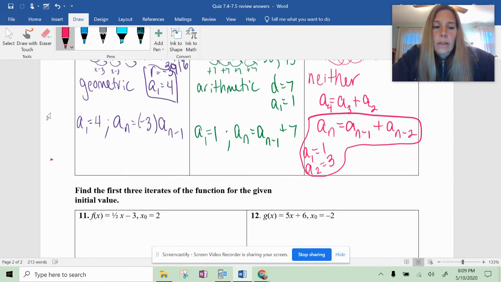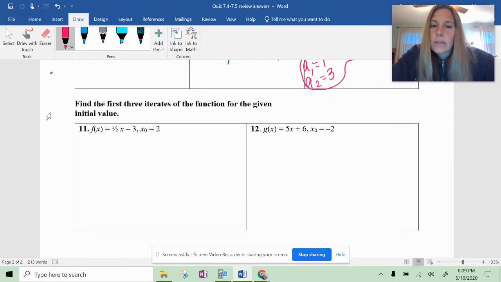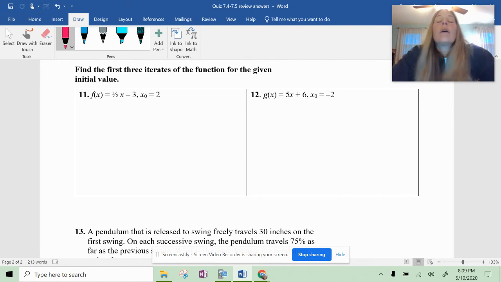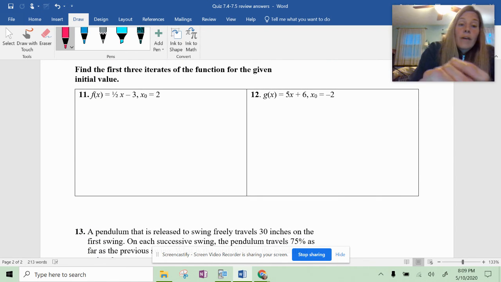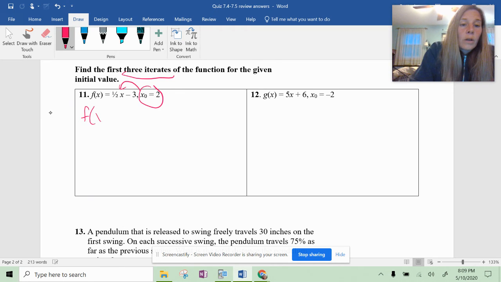Okay, and then finally, let's go over the iterations. This is just when we're basically plugging in and working off of that number that they're giving us, and then the answer, and so forth. So we're going to find 3 iterates. The first one we're plugging in here is going to be that 2. So for the first one, we're going to do 1/2 times 2 minus 3. That's going to be 1 minus 3, which is negative 2.